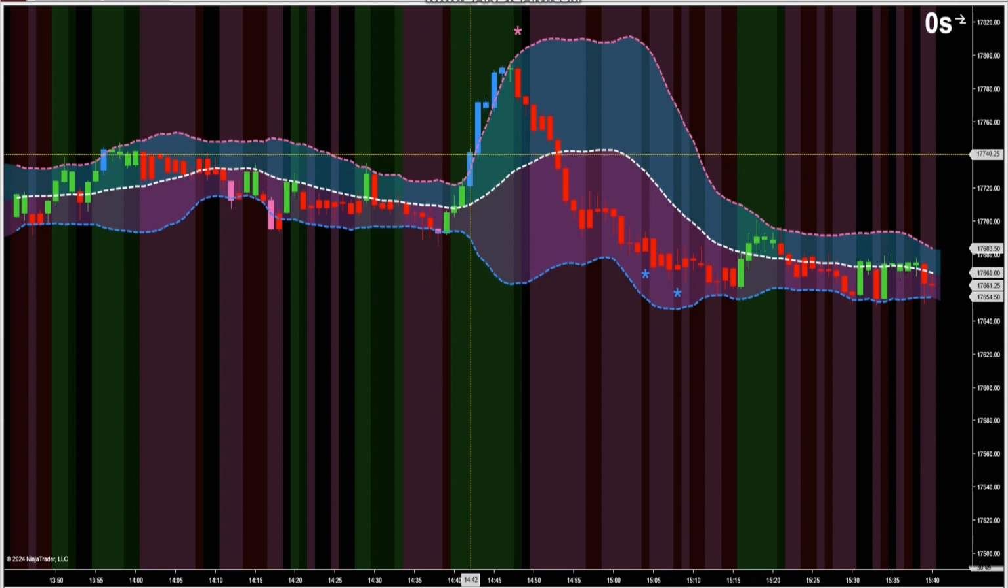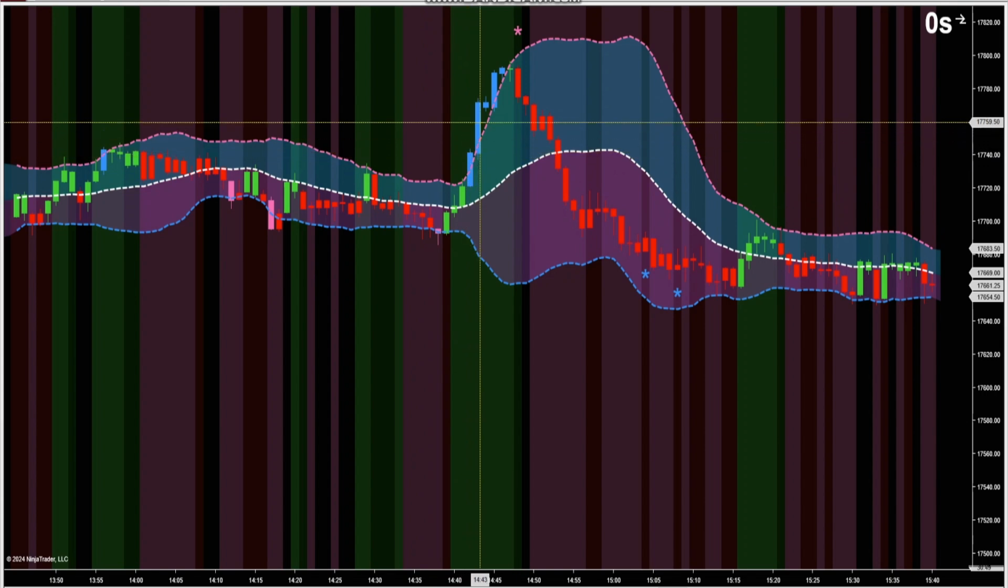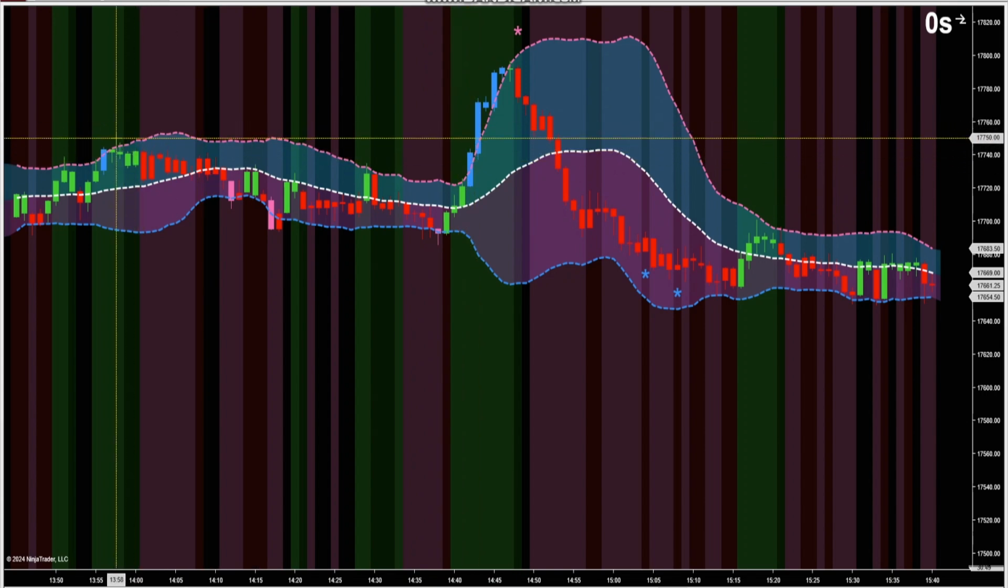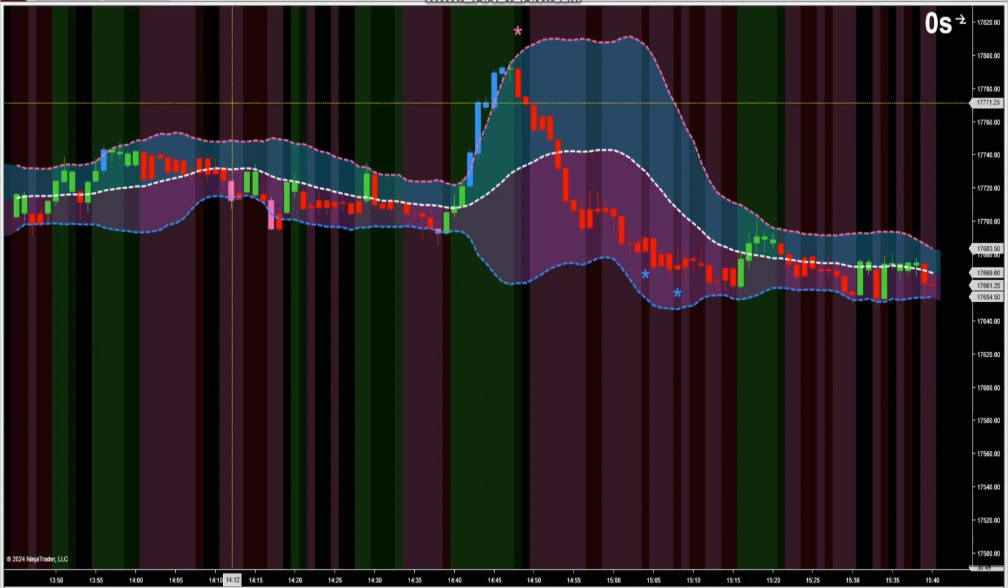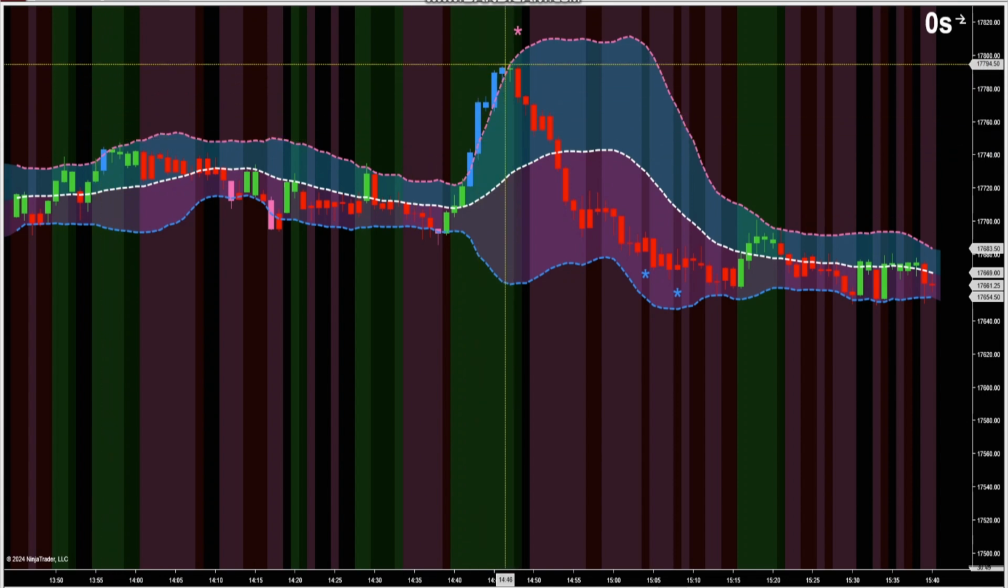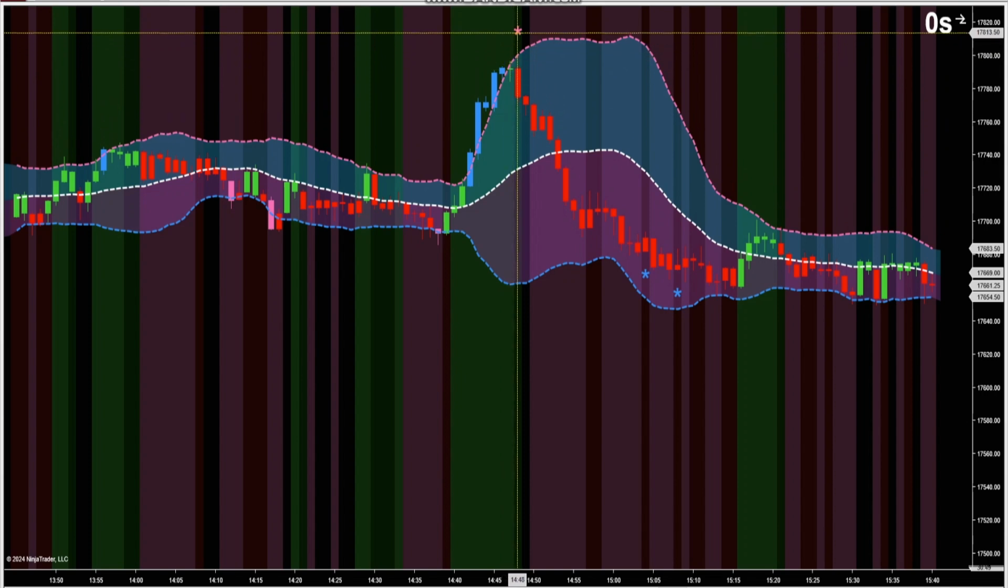Here we got a breakout to the upside. On this candle, we break above previous highs to the left. Have a nice little push up before we start wicking off of the upper Bollinger Band here. Get a nice ADX reversal signal.